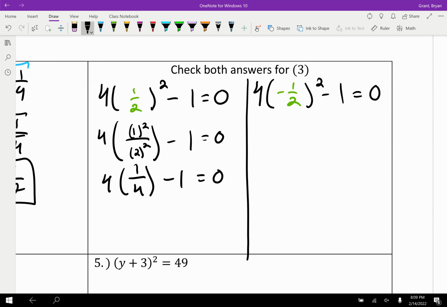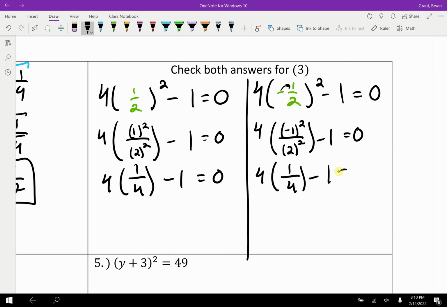We'll do the same thing here. Now with this negative, we want to either move the negative to the 1 up top or the 2 down below. Your choice. I'll move it to the 1. So it becomes negative 1 squared over 2 squared. Okay. Negative 1 squared is 1, 2 squared is 4.